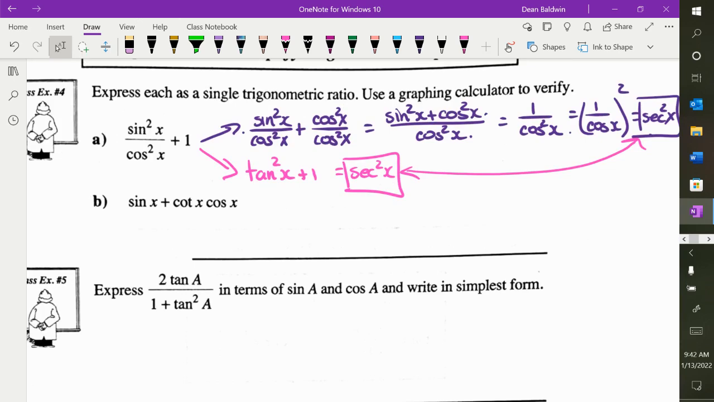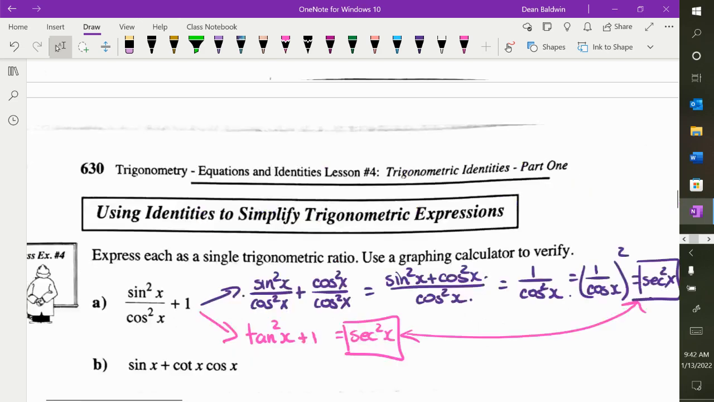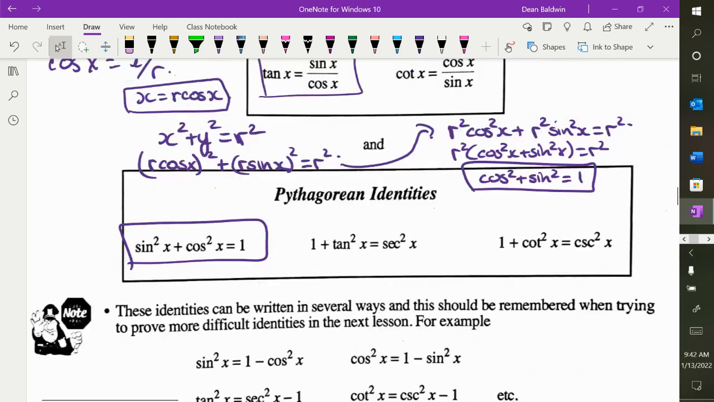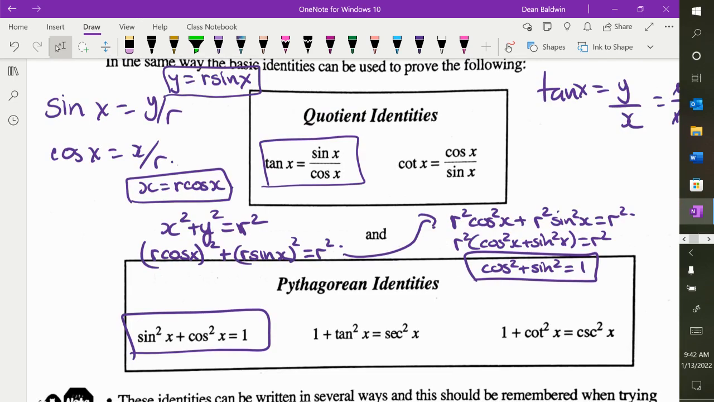All right. Next one: sine x plus cotan x times cos x. If you have tangents or cotans in your expression, you want to get rid of them. You want to write everything that you can, and I'll summarize all this, in terms of sine and cosine. Most of the time. I'm not going to say all the time, but most of the time. So, what's cotan in terms of sine and cosine? It's cos over sine. Cotan equals cos over sine.